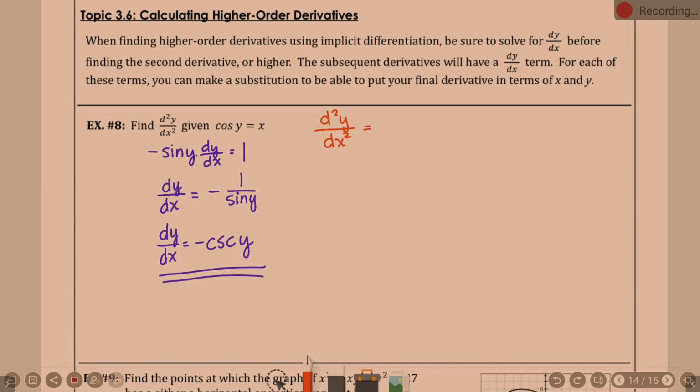I need the negative out of there for a moment. What's the derivative of cosecant of something? It would normally be negative cosecant cotangent. Since we're taking the derivative of a negative, that flips this to become a positive. So it is going to indeed be cosecant y cotangent y dy/dx.